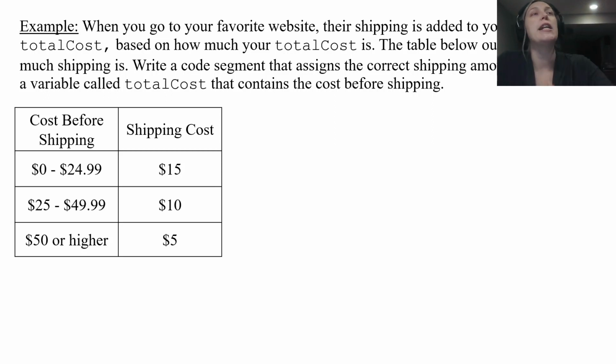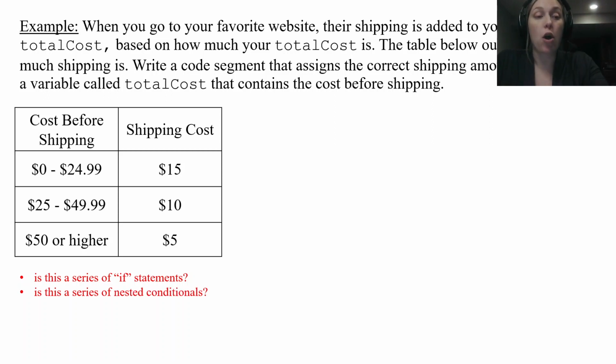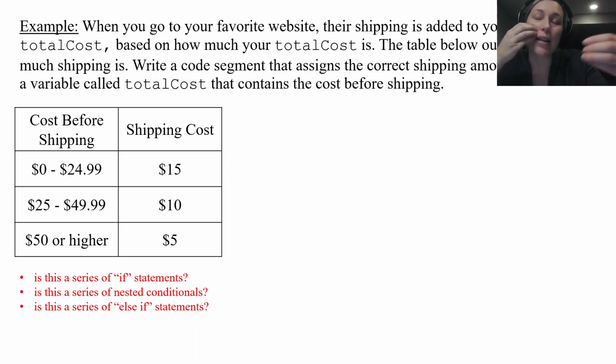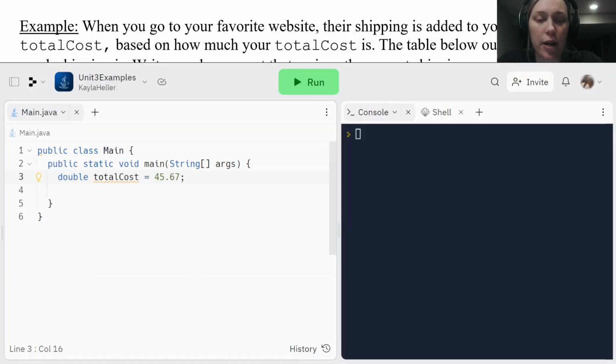So how do you get started writing a small code segment based on this? Well, you have to answer some questions first. Is this a series of if statements? Can this be accomplished just using if statements? Or do you have to have nested conditionals somehow? Or do you use else if statements? What's going to work here? There are several ways to write a code segment to get the correct answer here. There's not one way to write a code segment that accomplishes the goal correctly. And to show you how you might go about getting this started, let me pull up my Replit screen here, and let's show you how I might think about this.